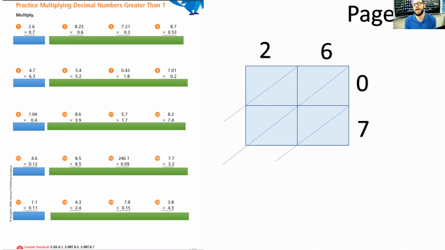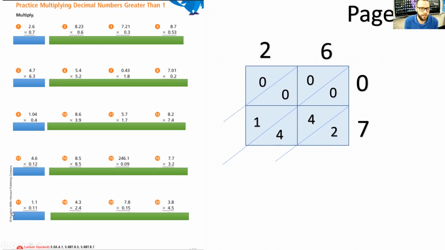Okay? Top right, 0 times 6. If you have 6 zeros, what do you have? Nothing. Top left, if you have 2 zeros, what do you have? Nothing. Bottom right, if you have 6 sevens, so 6 times 6 is 36, plus 6 more is 42. And then bottom left, it's 7 times 2, which is 14.